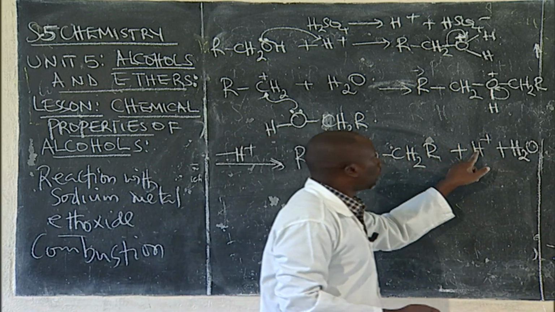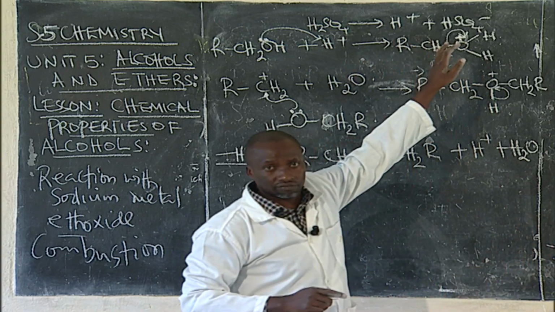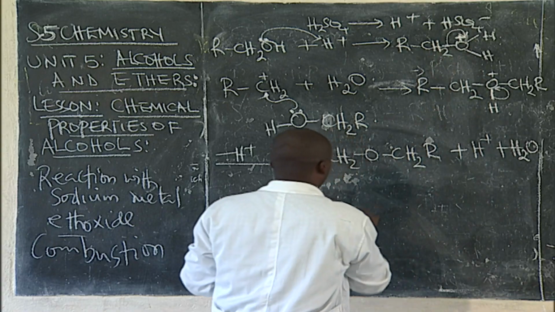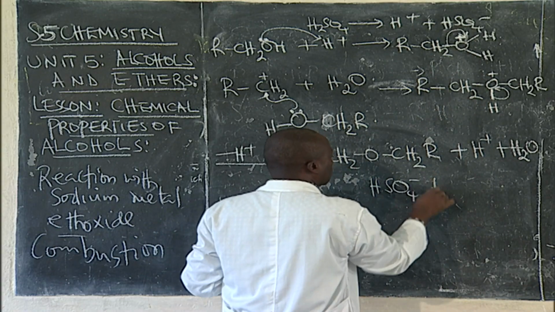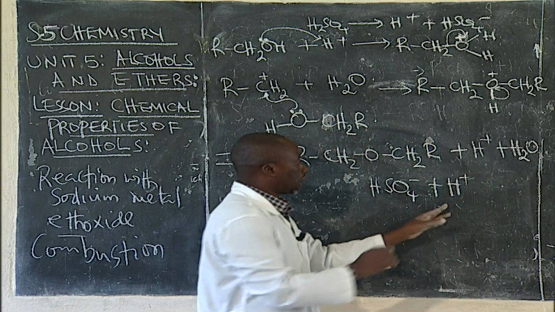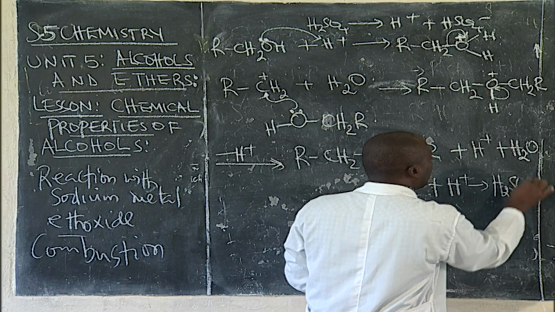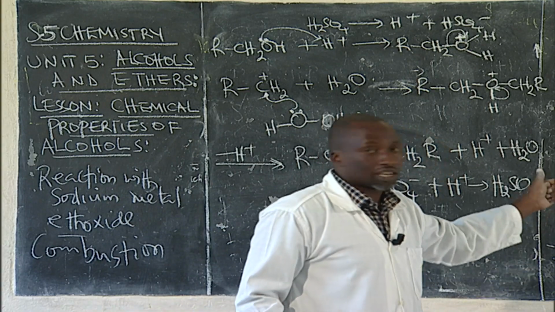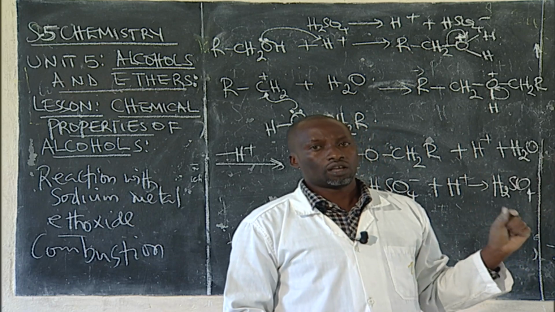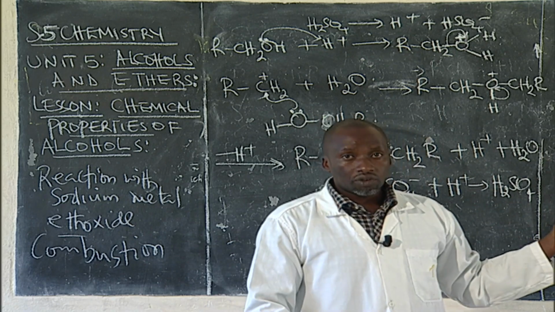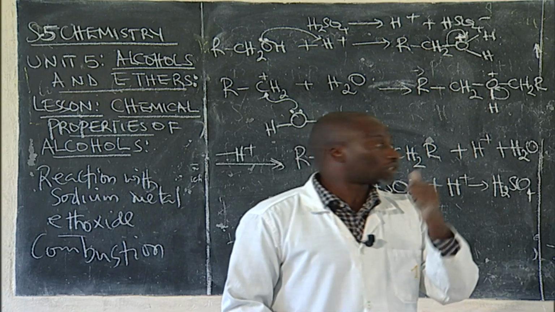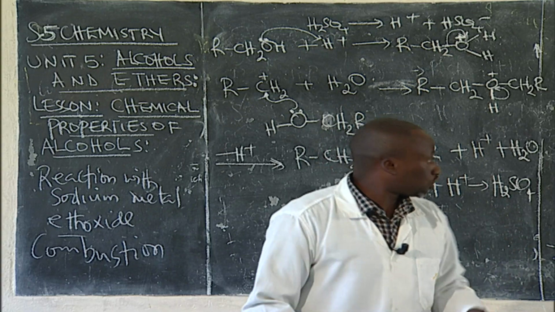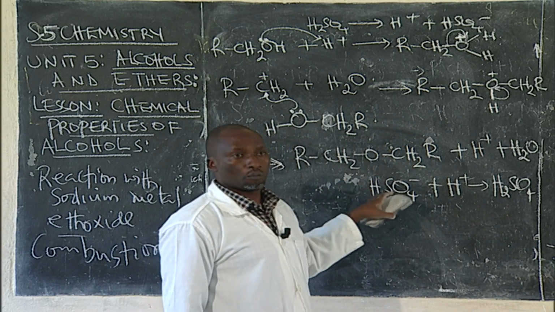Remember, this proton came from the sulfuric acid. If it came from the sulfuric acid, it means that the hydrogen sulfate ions will react with the hydrogen ions to regenerate the sulfuric acid. Remember what I talked about in the previous reaction, the esterification. I said concentrated sulfuric acid is a catalyst. Similarly, in this reaction, it is a catalyst as well. So that is how the ether is formed.